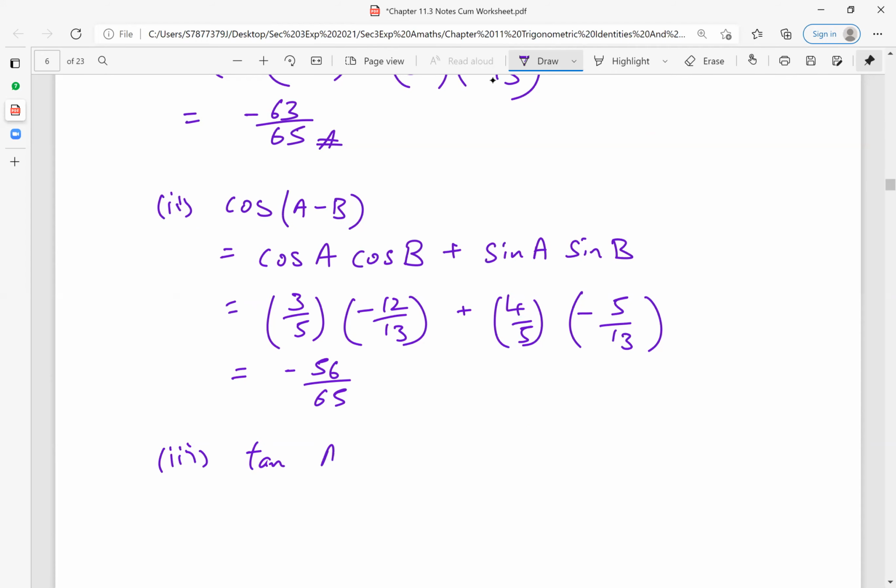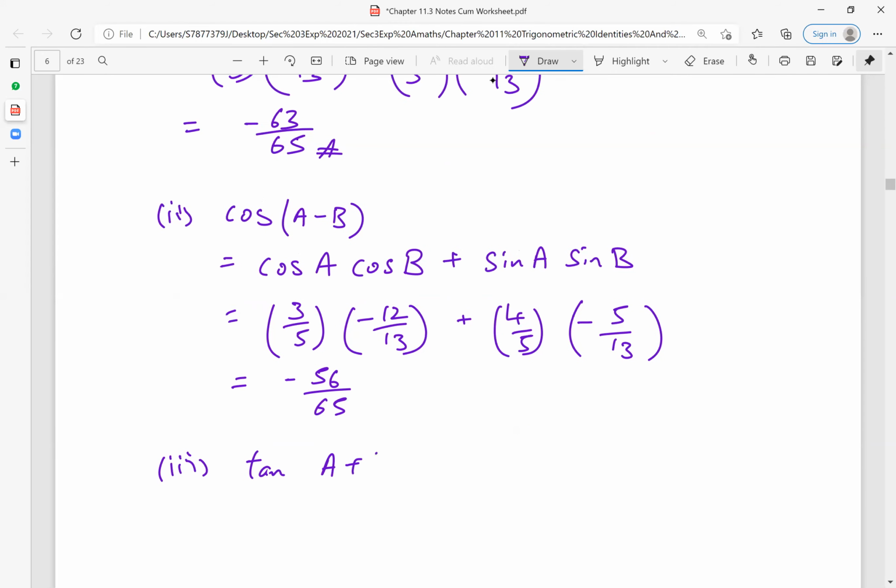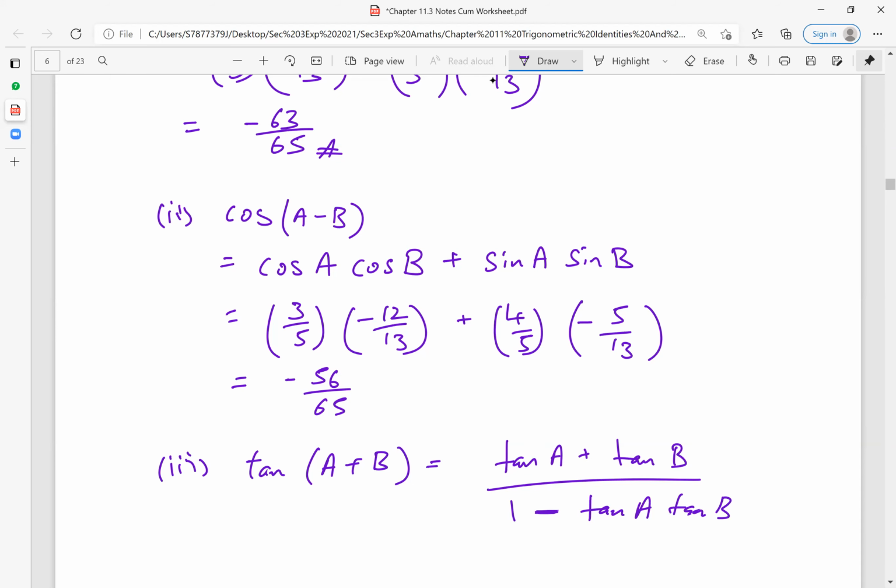Tangent A plus B is equal to tangent A plus tangent B, very good, over 1 minus tangent A tangent B. At this part, it becomes minus. Okay, that's the only thing that changes here. Then this becomes tangent A, tangent B. Understand?